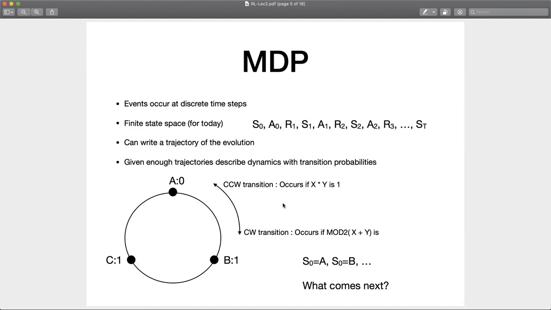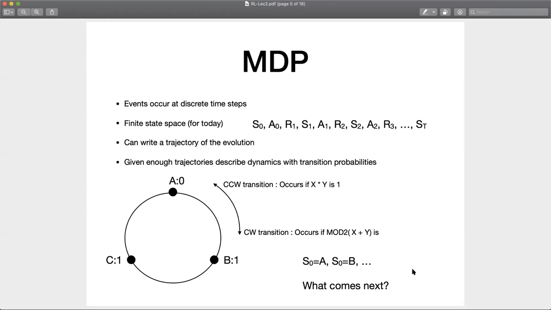So if I follow these rules and my initial conditions are state 0 is A, and state 1 is B, then I already told you the next one's going to be C. But what comes next? This is my question. Would it be B? Why? Because C is 1 and then B is 1, so 1 times 1 is 1. So counterclockwise.